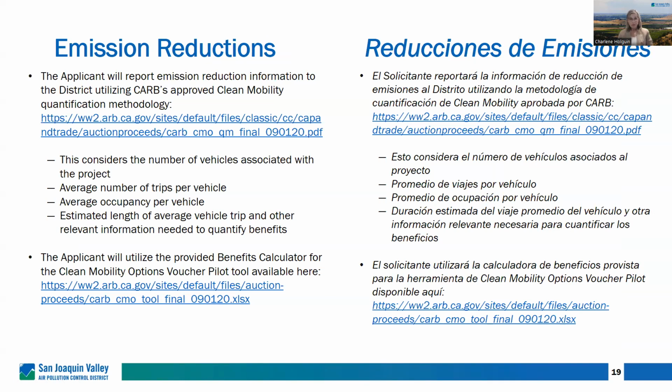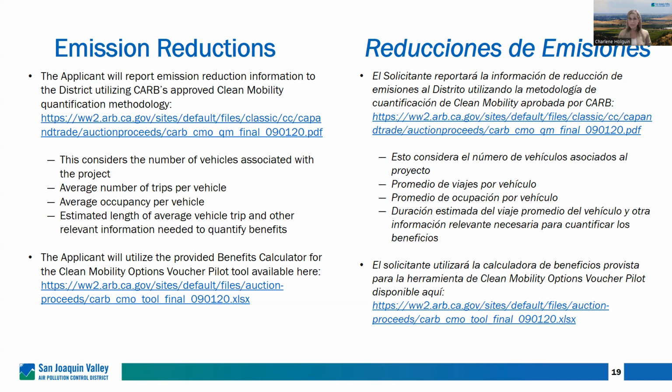Emission reductions, we have a model that we use, the Clean Mobility Quantification Methodology. The link is there. You can open that link and see the information. But some of the highlights for the emission reductions would be the consideration of the number of vehicles associated with the project, average number of trips per vehicle, average riders per vehicle, estimated length of average vehicle trip, and other relevant information.